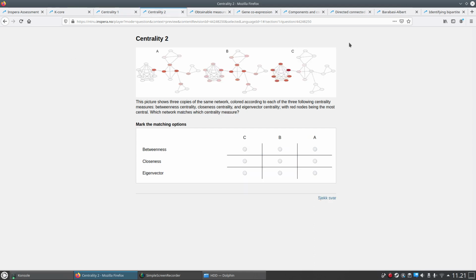Okay, similar exercise, just a different network. This case here is maybe even more clear-cut than the others. I will not dwell too long on the different centralities because we've just visited them.